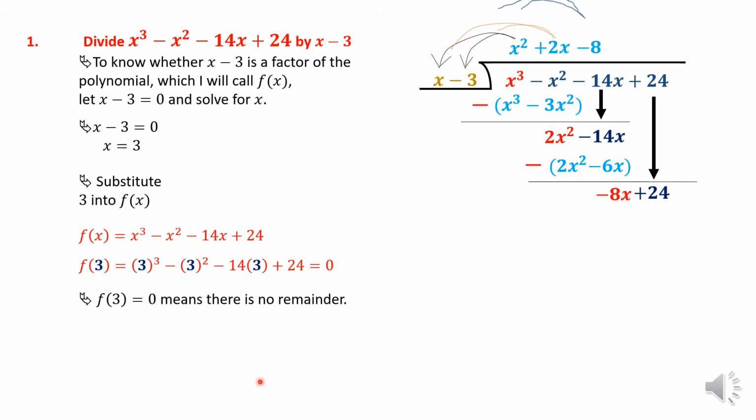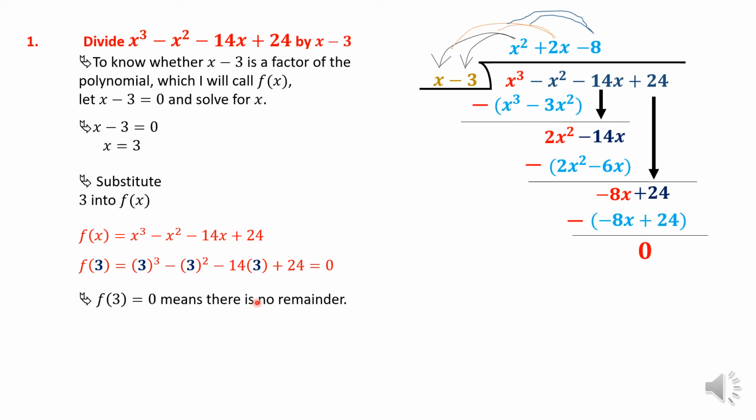So you're going to multiply -8 times x, which gives you -8x, and I put them in brackets, and negative times a negative gives you positive 24, 8 times 3. So when you subtract, you realize that you are going to get a remainder of 0, because -8x plus 8x gives you 0, and 24 minus 24 gives you 0. So I already know from what I did here, from my remainder theorem, that I need to have a remainder of 0.